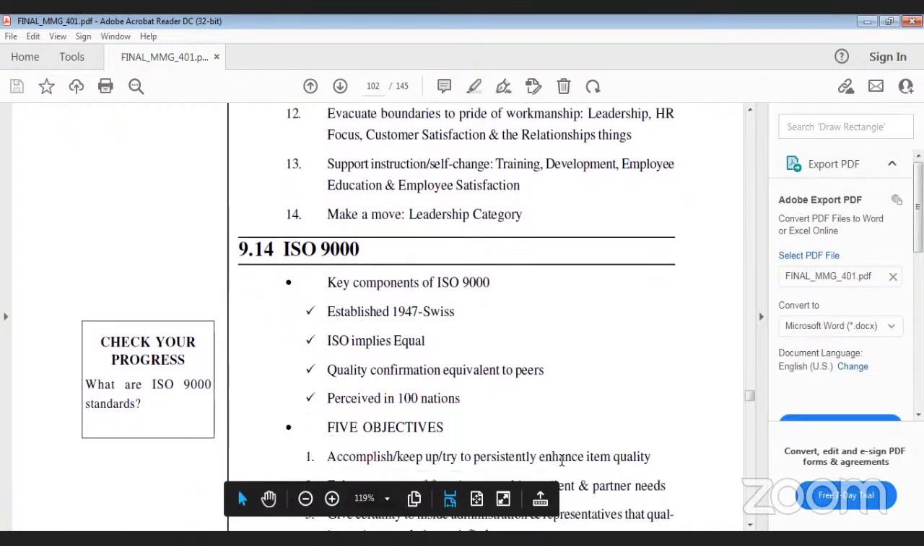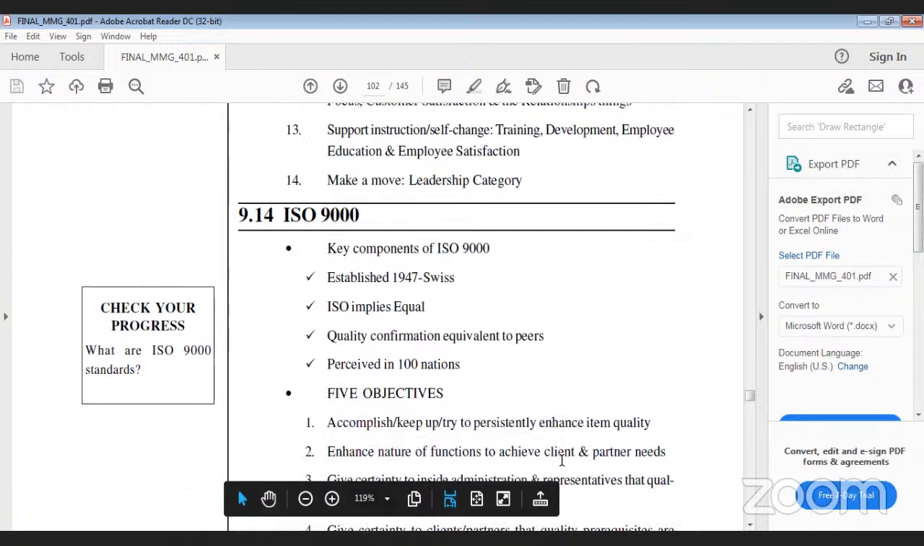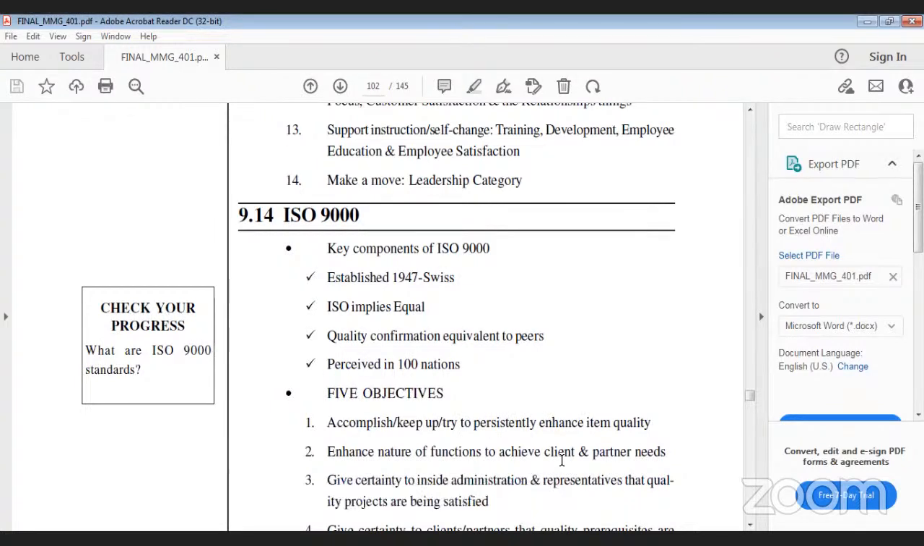What are the ISO 9000 key components? Establishment of ISO was in 1947. ISO implies equal. Then there is also quality confirmation equivalent to peers. Then it is also pursued in 100 nations.